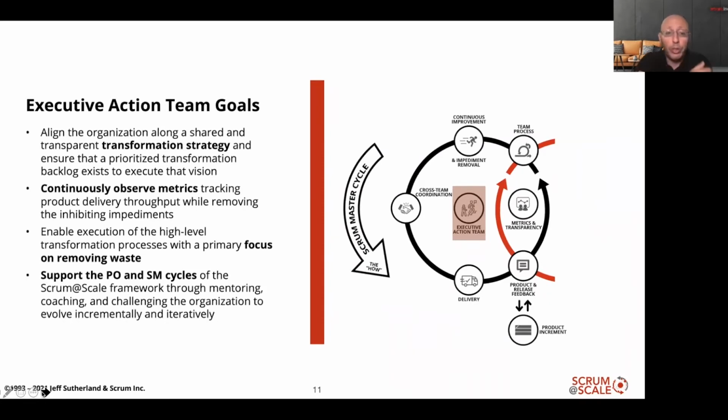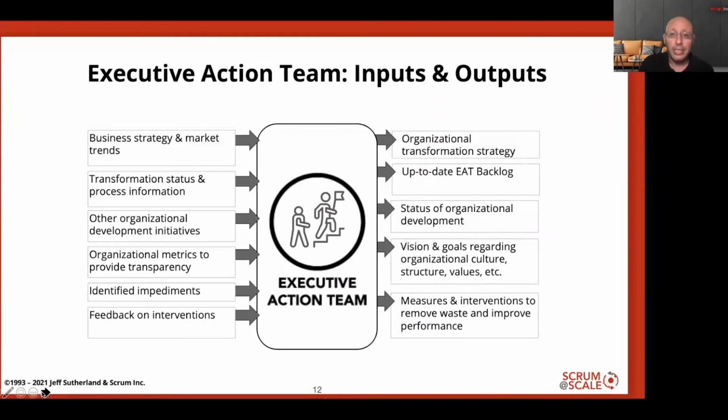Lastly, we want to support the product owner and Scrum Master cycles through mentoring, coaching, and challenging the organization to evolve both incrementally and iteratively over time. Now, in order to do this, there's a whole host of inputs and outputs that have to happen. I'm not going to read all of these. You can take a look at them, but they need a lot of data, and they also need a lot of visibility and transparency into what's going on in the organization. That's a real key part of them being able to function effectively.